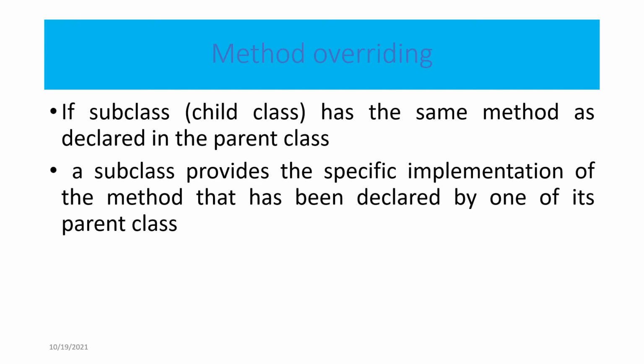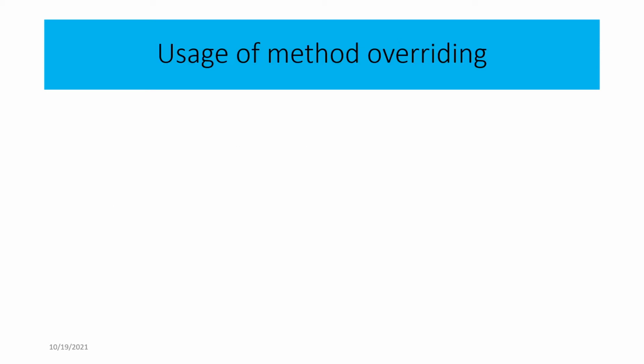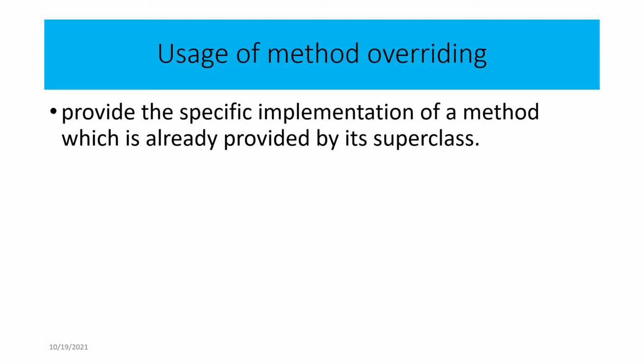In method overriding, a subclass provides the specific implementation of a method that has been declared by one of its parent classes. The usage of method overriding is that it provides the specific implementation of a method which is already provided by its superclass, that is a parent class. Another usage is runtime polymorphism.